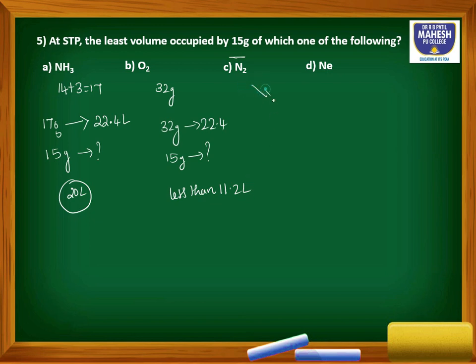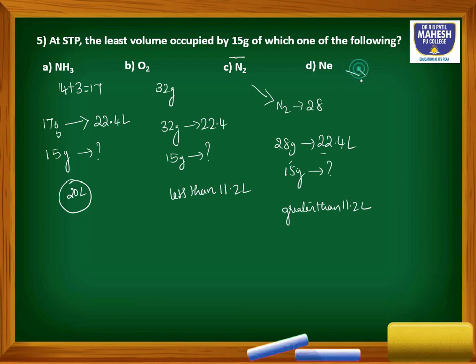Now let us take the third one, nitrogen. Nitrogen has a molecular mass of 28, 14 into 2, 28. 28 gram occupies the volume 22.4 liters. Then 15 grams occupies the volume. See, this 15 is nearly equal to half or just more than half. 14 is exact half, 15 is more than half. Automatically this value is going to be slightly greater than 11.2 liters.